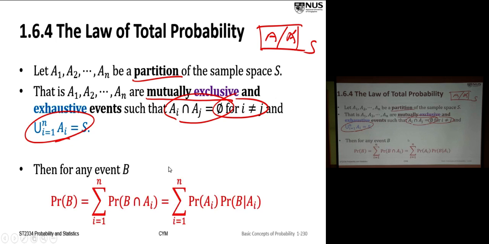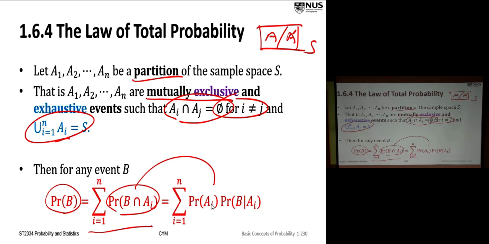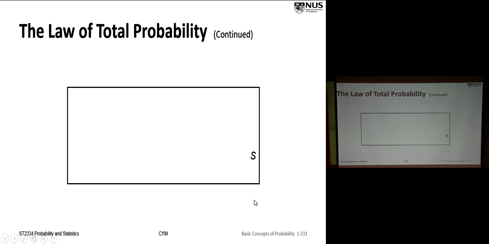Then for any event B, mathematically, we write it like that. It's basically saying that I also divide B into n parts. One part is B common to A1, one part is B common to A2, and just put all of this together, that will be my B. So the probability of B is equal to the sum of the probability of B intersect Ai for all the i's. And by the multiplication rule, the probability of B intersect Ai is equal to this. All right? Okay.